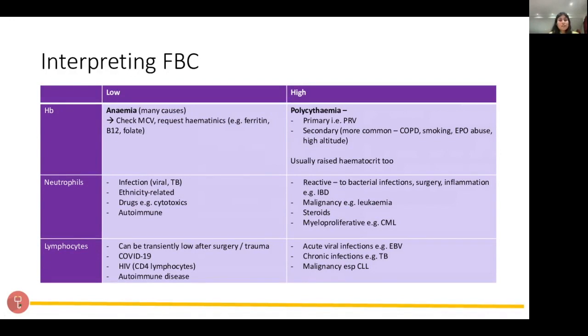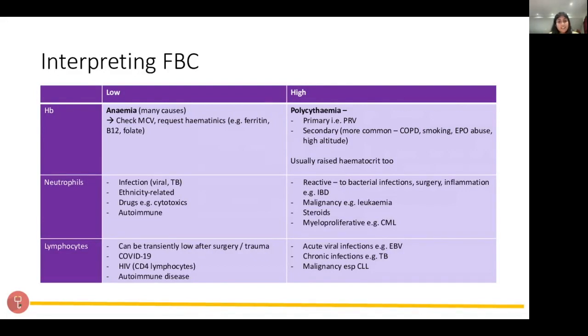So those are your neutrophils. Then just moving on to the lymphocytes. So again, sometimes after surgery or trauma, your lymphocytes can be a little bit low. I'm not really sure why, but yeah. And then COVID-19, you guys may or may not remember, but again, typically patients would have low lymphocytes, and that would be a way to differentiate COVID versus another viral disease or bacterial infection, for example. And obviously HIV, you get low CD4 lymphocytes, and autoimmune disease.